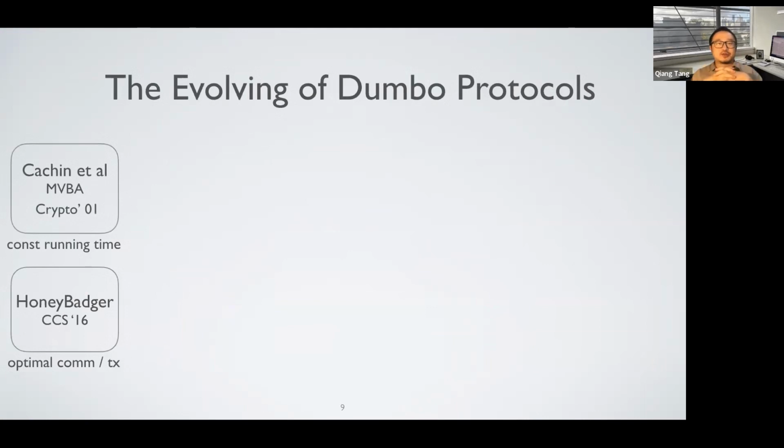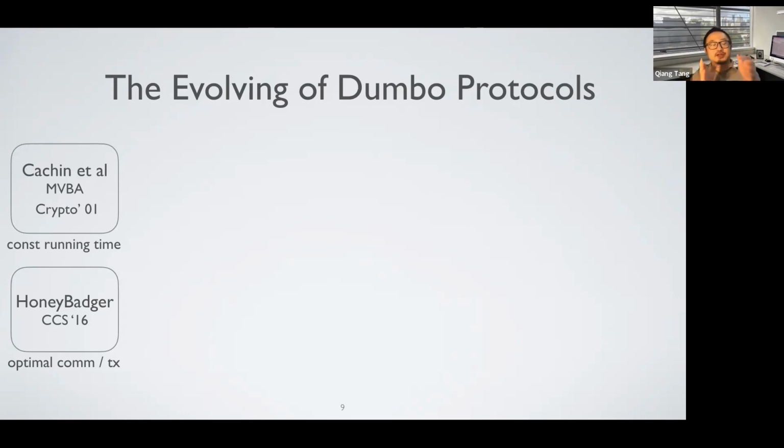Before we go into the details, I would like to give a very high level overview of how this Dumbo family evolved from the beginning. The real starting point is really two classic, famous works: one due to Abraham et al., which has one major building block called MVBA, which I will be explaining soon, and the other is Honey Badger.